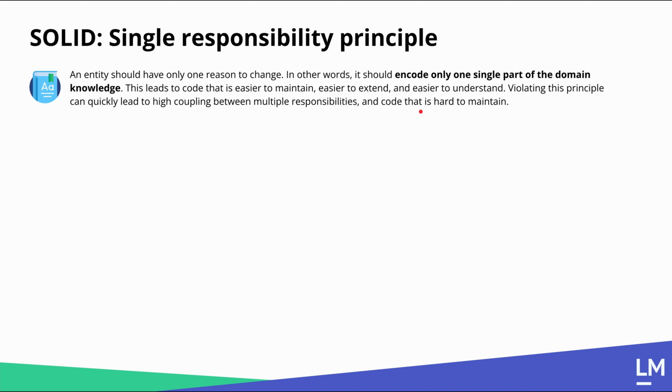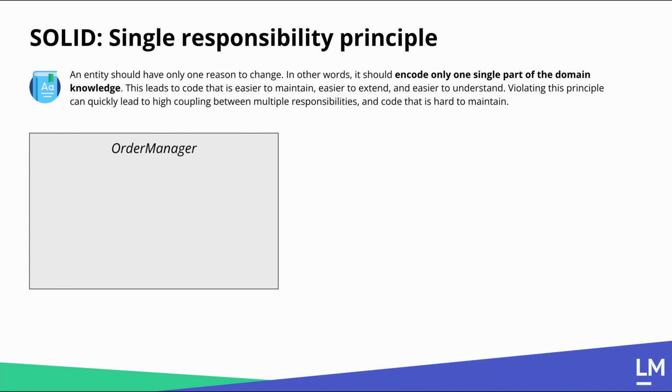In this video, we discussed the single responsibility principle. This is the first one, the letter S of the SOLID principles. And it says that an entity should have only one reason to change. In other words, it should encode one single part of the domain knowledge. It leads to code that is easier to maintain, it's easier to extend, and it's easier to understand. And if you violate this principle, you can quickly get into situations of high coupling between multiple responsibilities and code that is harder to maintain.